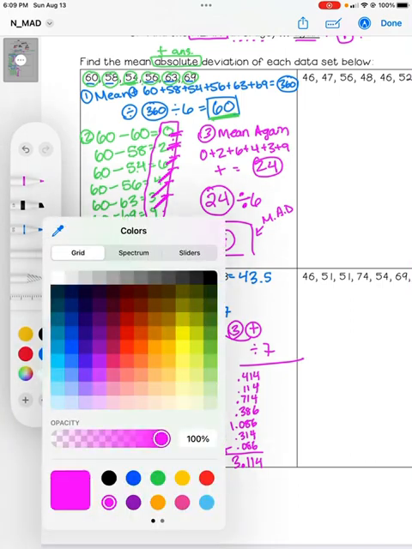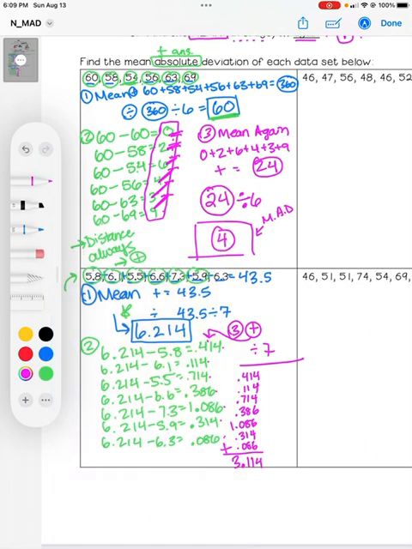Okay, so now we've got 3.114 all divided by 7. 3 and 114 thousandths divided by 7 is 0.4448.